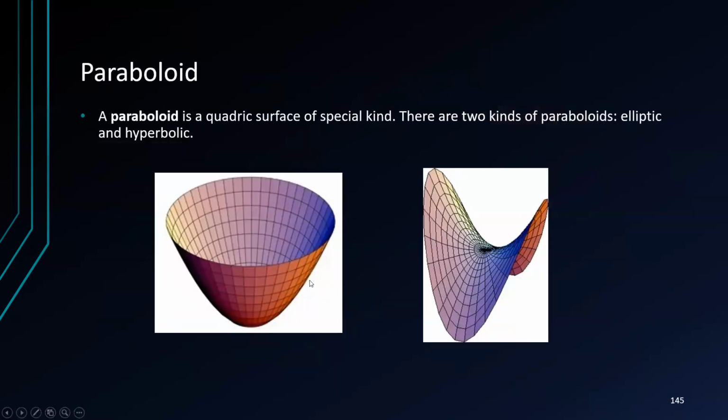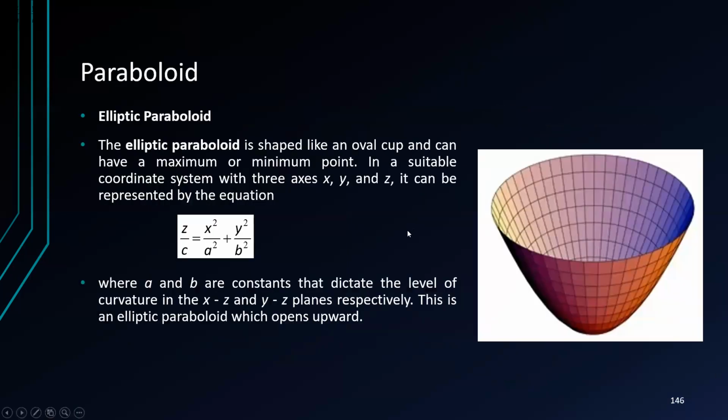Paraboloid. A paraboloid is a quartic surface of a special kind. There are two kinds of paraboloids, elliptic and hyperbolic. The elliptic paraboloid is shaped like an oval cup and can have a maximum or minimum point. In a suitable coordinate system with three axes x, y, and z, it can be represented by the equation z/c = x²/a² + y²/b². a and b are constants that dictate the level of curvature in the xz and yz planes respectively. This is an elliptic paraboloid which opens upward.